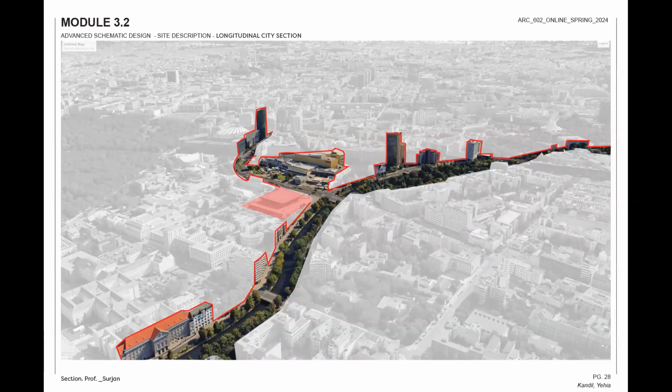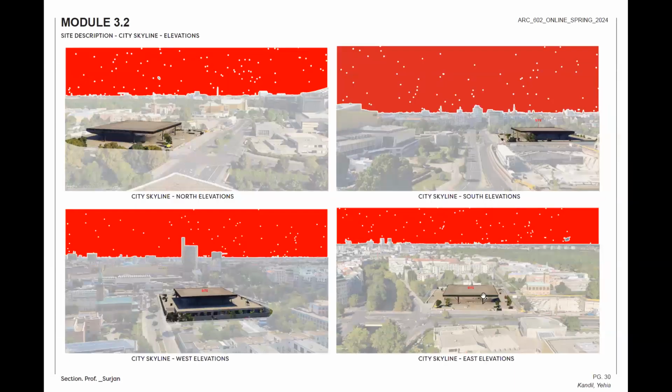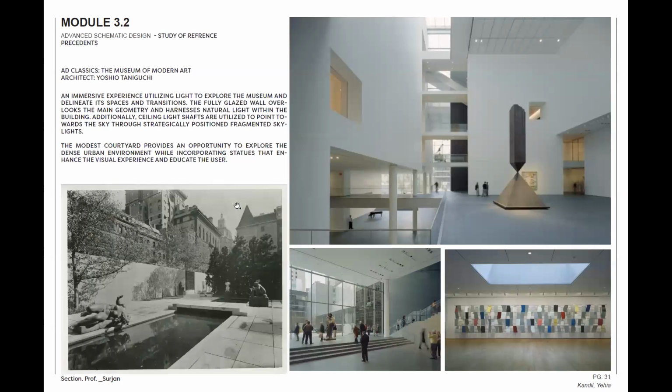Moving to the last but not least, the site description, how this would interact with the dense urban fabric that has 86% solid and 14% void. It shows the lanterns pointing toward the sky and toward verticality. The whole experience was inspired by the president of the Museum of Modern Art, and how the light was inside the museum in a holistic way.